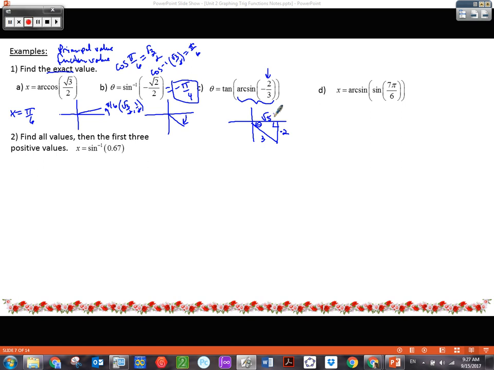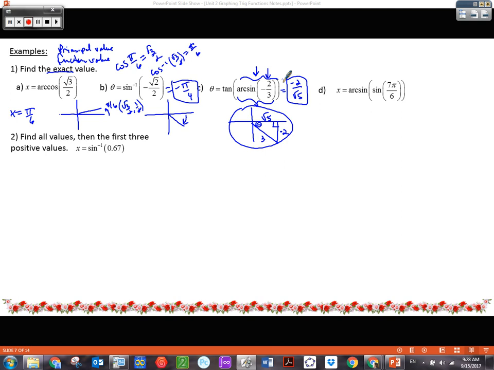Okay, so this triangle represents this part right here, this whole piece. So basically what they're asking us to do is tangent of this triangle, right? Tangent of this triangle, because this has replaced this piece. So we look on the triangle, we find tangent on this triangle. We know tangent is opposite over adjacent. So this is going to be what? Negative 2 over root 5. Okay, we okay with that?